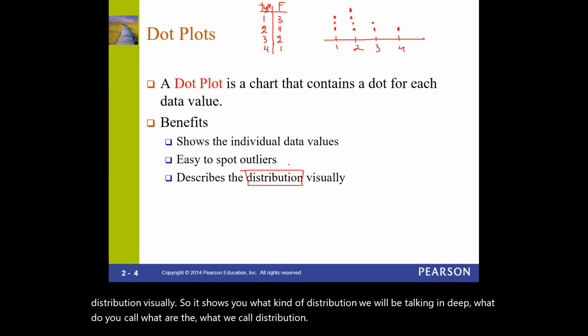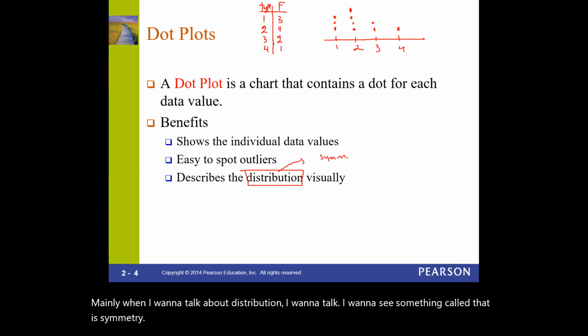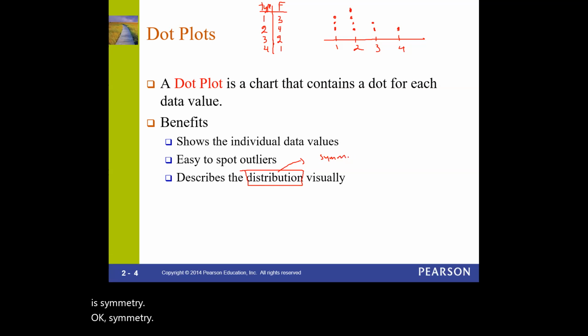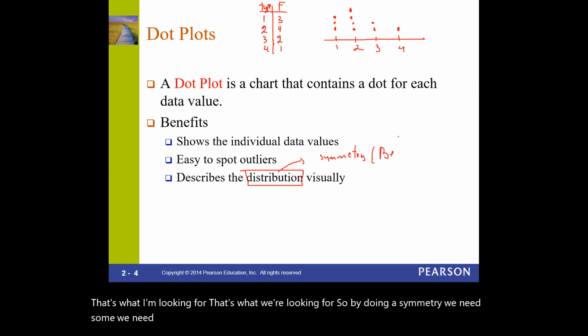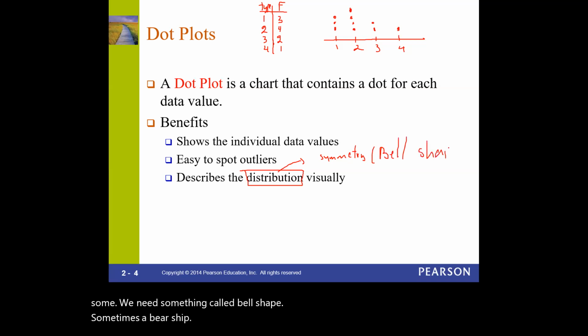Mainly, when I want to talk about distribution, I want to see something called symmetry. That's what I'm looking for. So for symmetry, we need something called a bell shape. Something that's a bell shape. A bell shape looks like this.